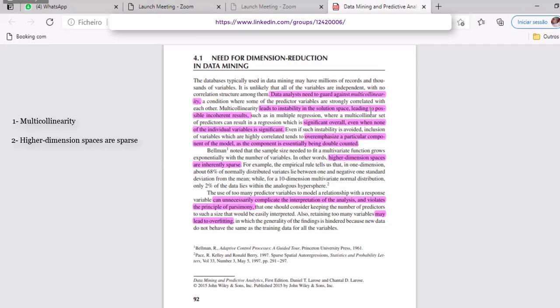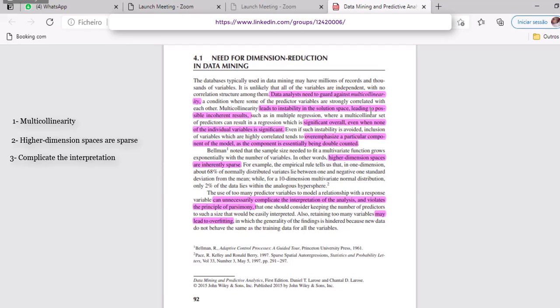Another reason to reduce the dimension is that too many variables can complicate the interpretation of the analysis and will violate the principle of parsimony. I didn't know what this was because I don't use it every day. The principle of parsimony states that the most acceptable explanation for an occurrence, phenomenon, or event is the simplest, involving the fewest entities, assumptions, or changes. This is also best for a simpler interpretation, of course.